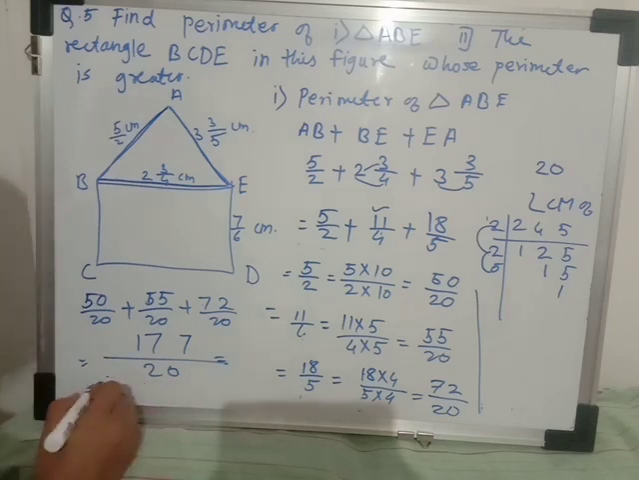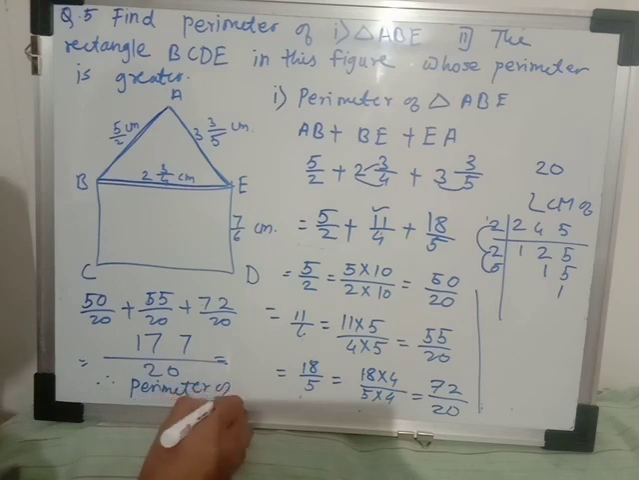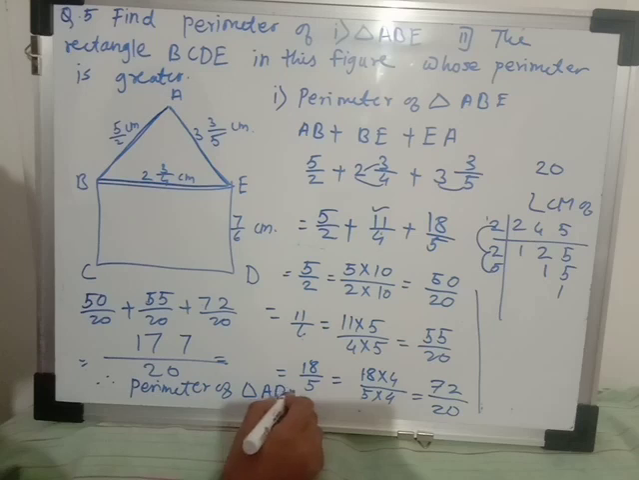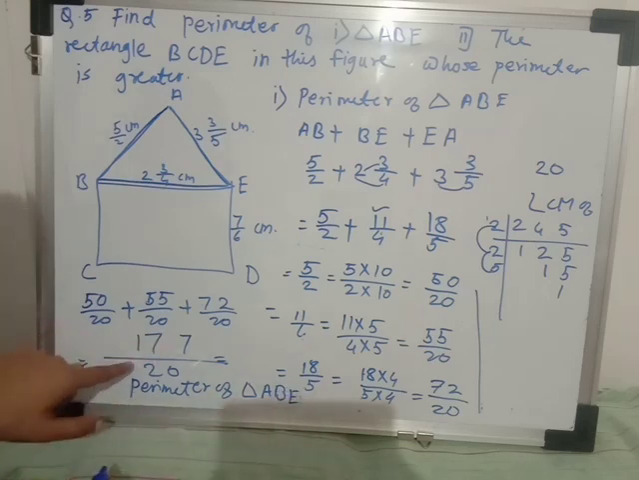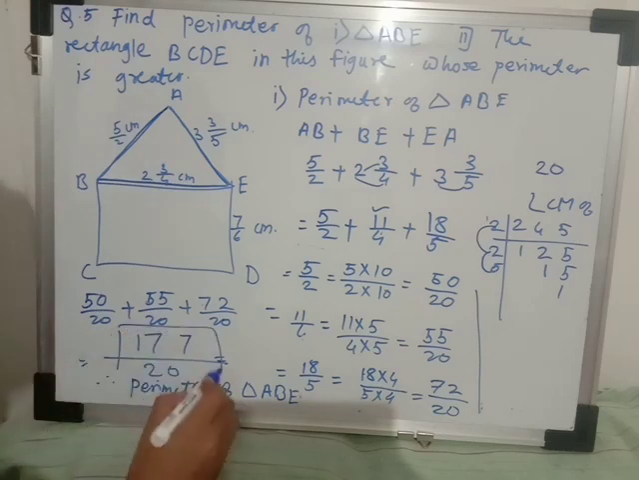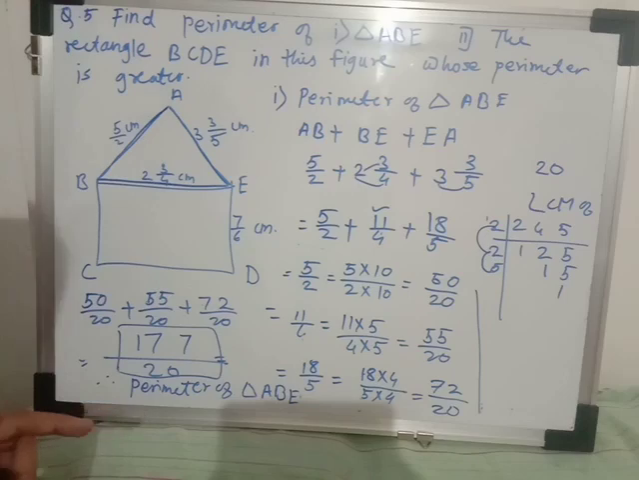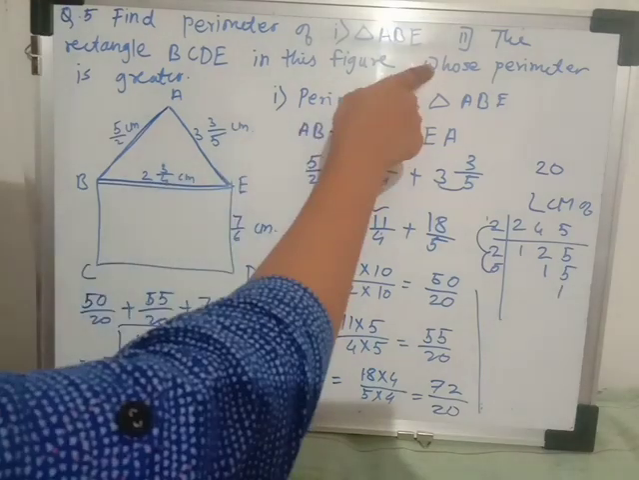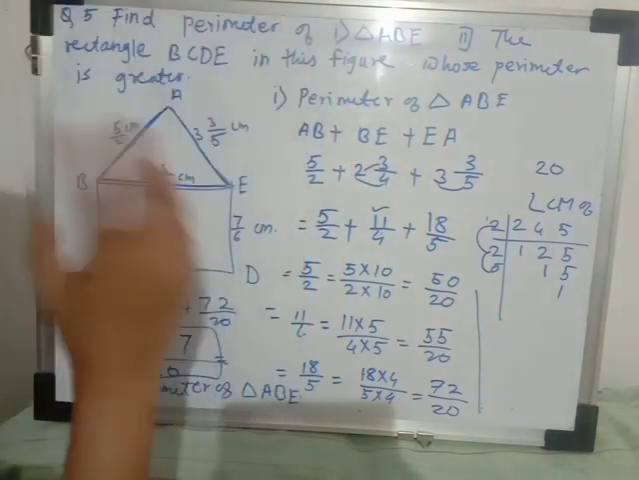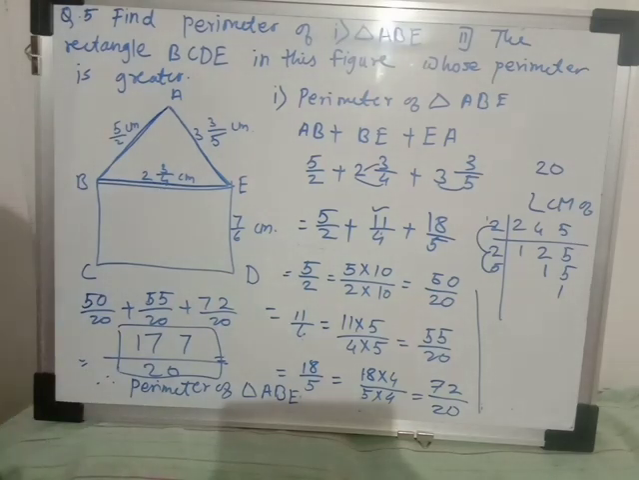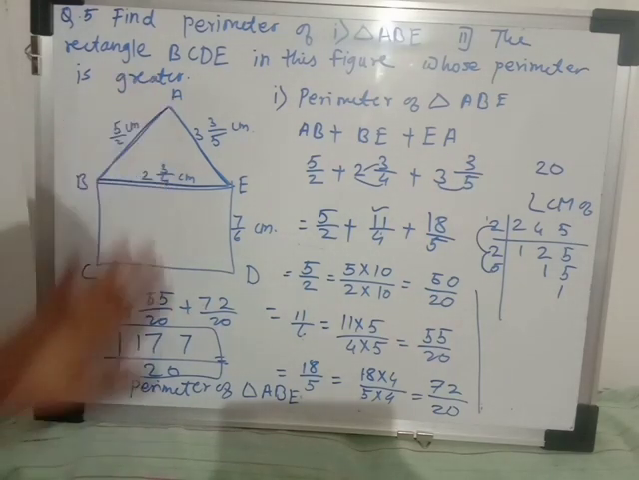So therefore the perimeter of triangle ABE is equal to 177 upon 20. Okay, now this answer we need in the second step, the last step of this question, when we have to compare which one is the greater one. So the first part we have done over here.